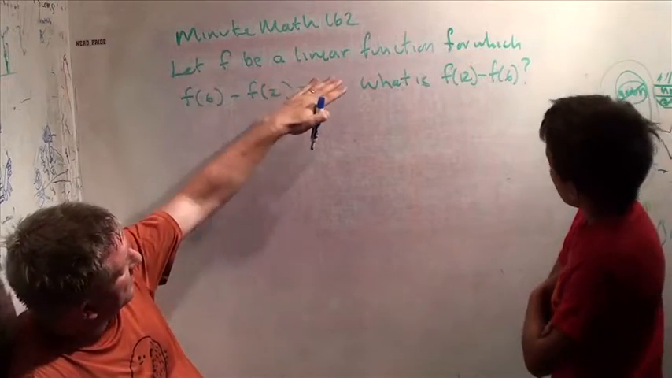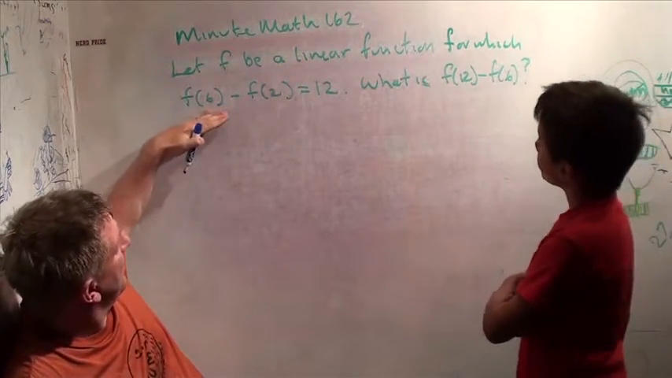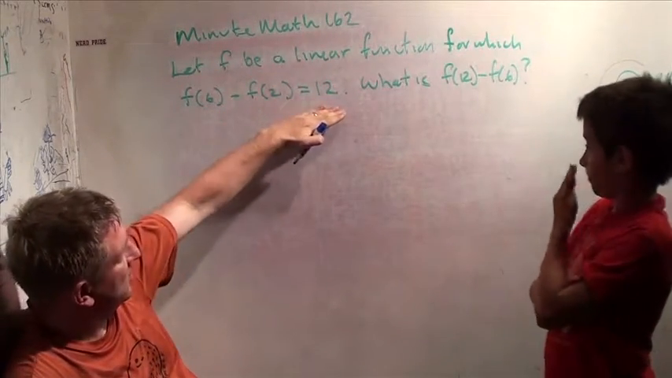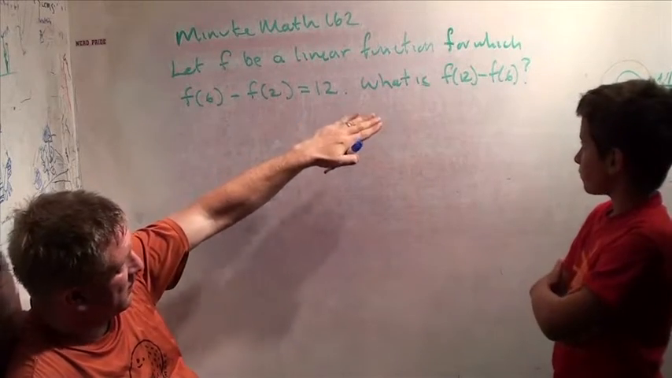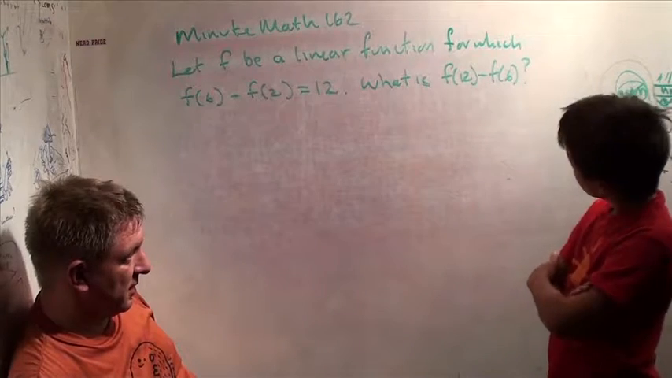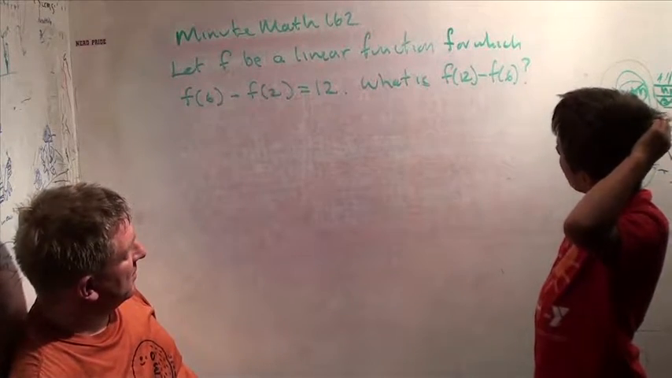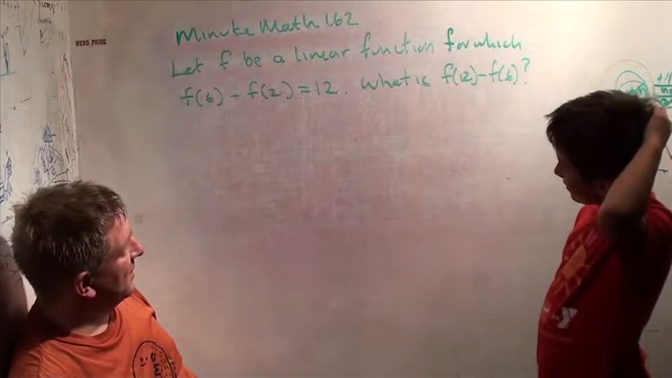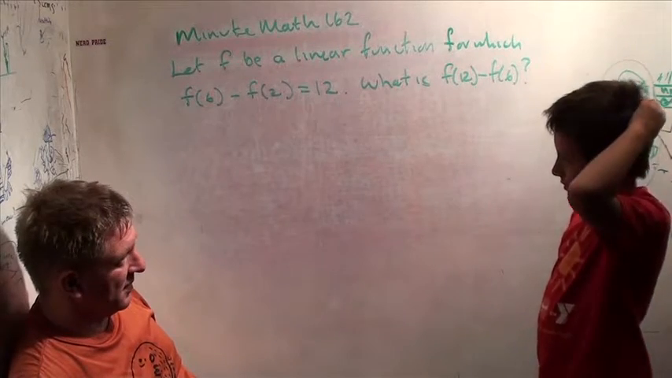So let f be a linear function for which f of 6 minus f of 2 is 12. What is f of 12 minus f of 6? Okay, now that seems pretty weird if you don't know what it means, right? Do you know why f of 12? I don't know, it's just what they decided. Do you know somebody who doesn't know what this means?